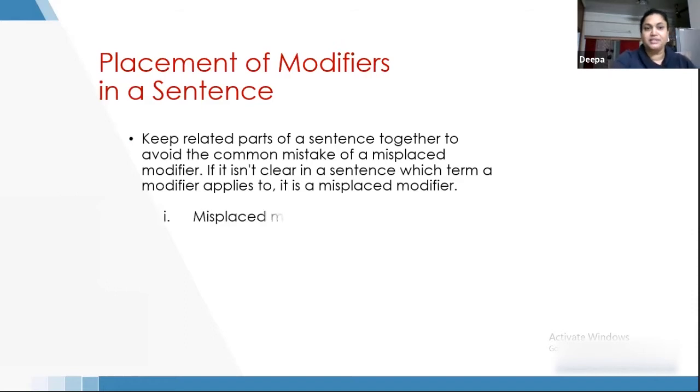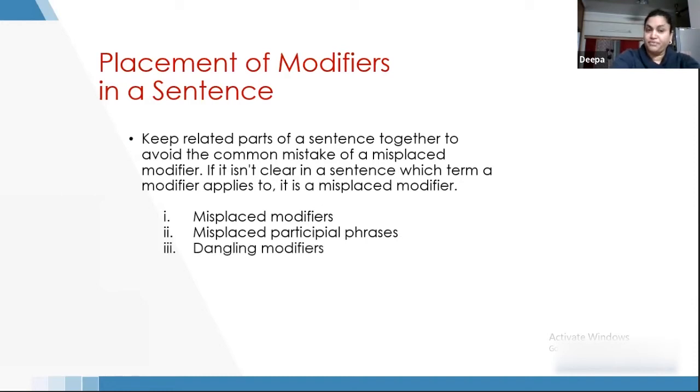So let's check it. We have 3 types of modifiers. Let's check them. The first one is a misplaced modifier. The second one is misplaced participle phrases. We've already understood what misplaced modifiers are, where the verbs, adverbs, or the adjectives are not close to the subject or the action that they are modifying.